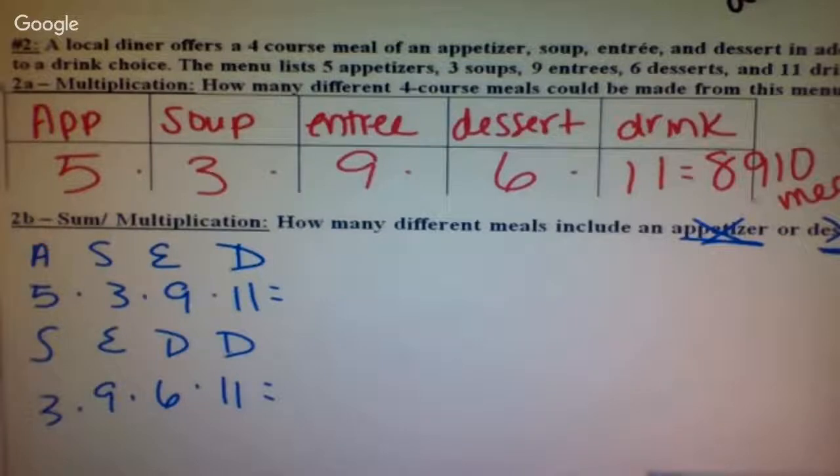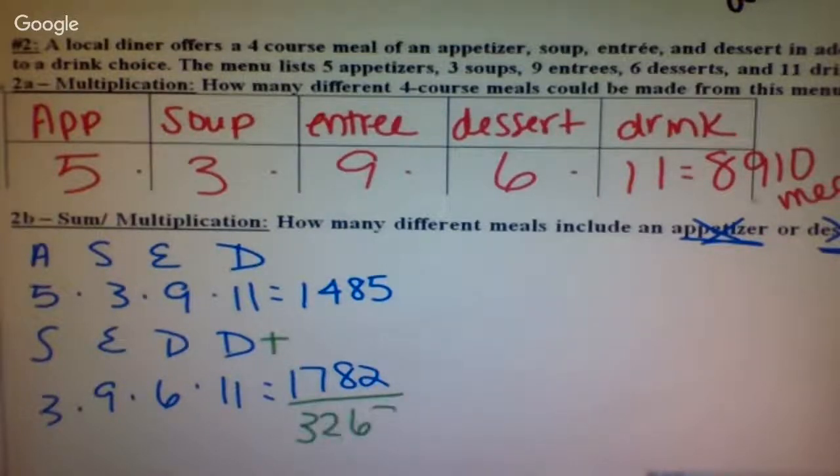So if we stick with the appetizer, we should have 1,485. And you said 1,782. And it said or. So now I need to add these two numbers to get my grand total of 3,267.